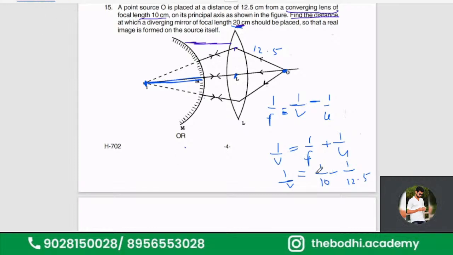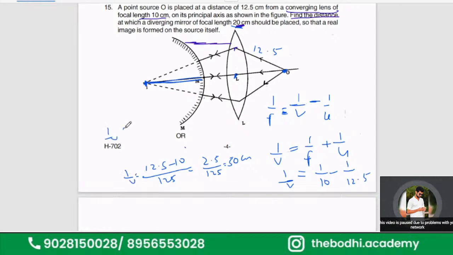Okay. Solve it, cross multiply. So it will be 12.5 minus 10 over 125. Like this, right? Then we have 2.5 over 125, which is coming to be 50 centimeters. Actually, it will not be 50. It is 1 by v equal to 1 by 50. That means v is equal to 50 centimeters. So we got the answer as v is equal to 50 centimeters.